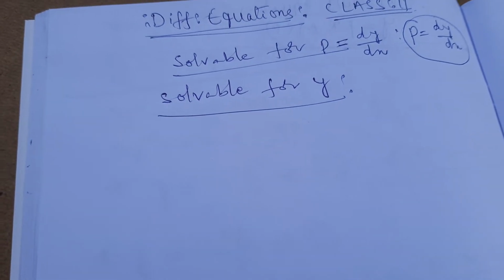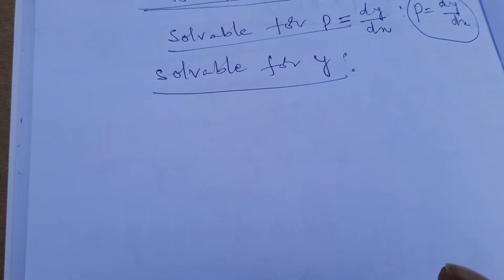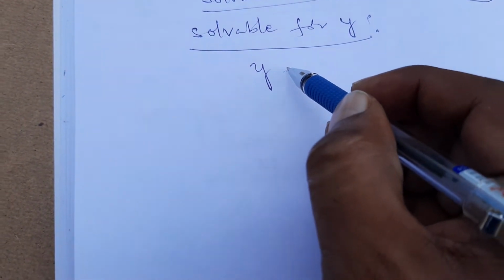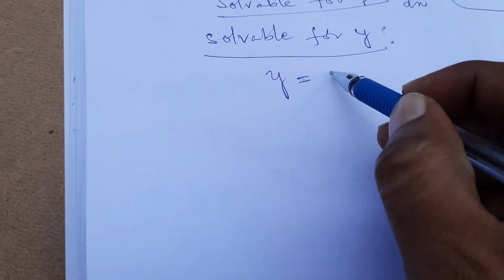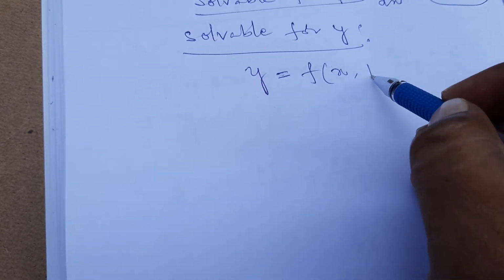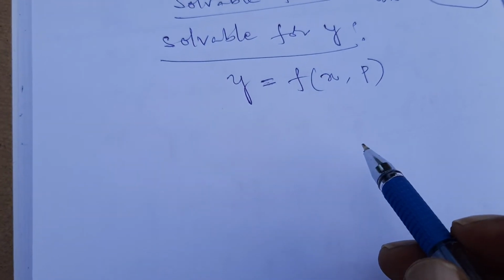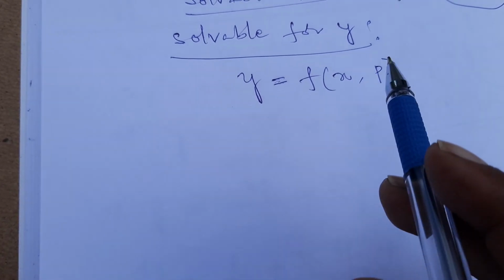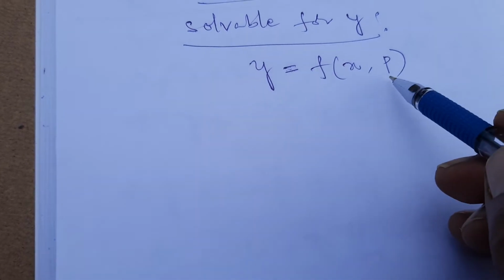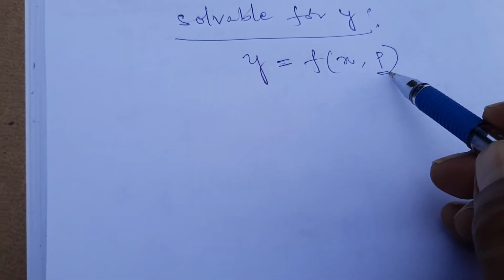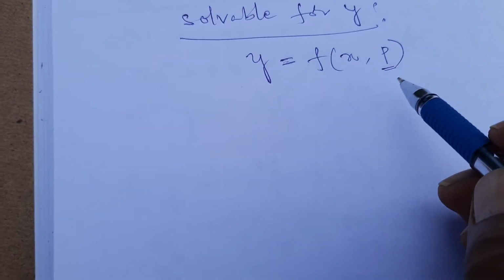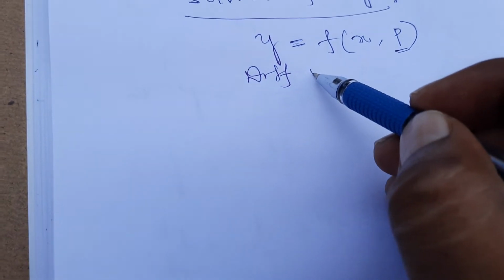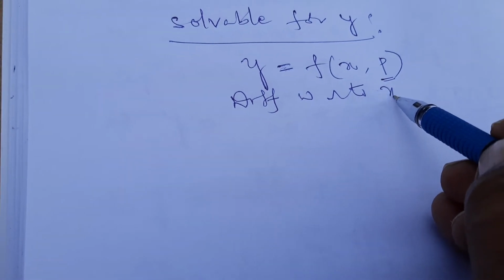Solvable for y means, for example, if the given differential equation is in the form y equals some f of x comma p, where this p value is nothing but the dy by dx value, then how can you solve this equation? Immediately, differentiate this equation with respect to x.